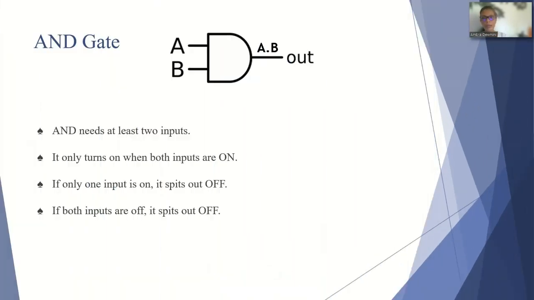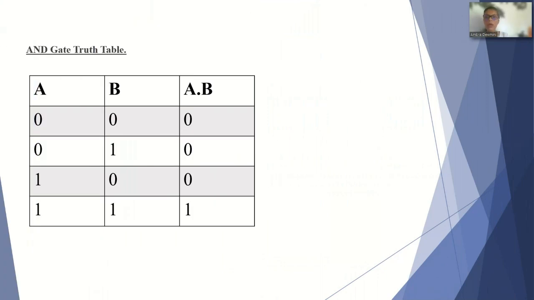Let's talk about the AND gate. AND needs at least two inputs. It only turns on when both inputs are on. If only one input is on, it spits out off. If both inputs are off, it spits out off. This is the truth table of the AND gate.